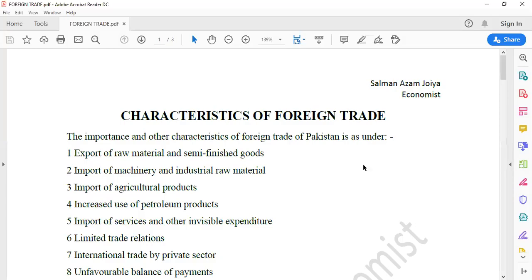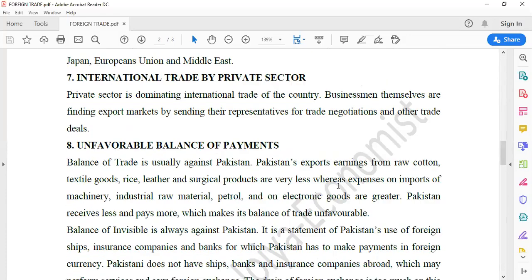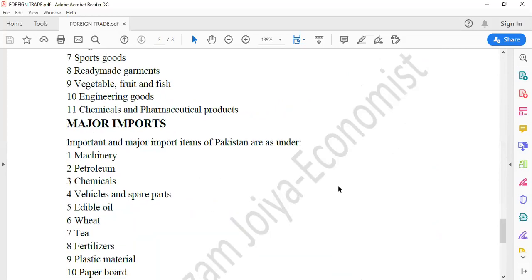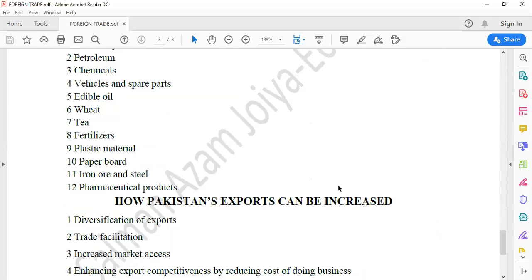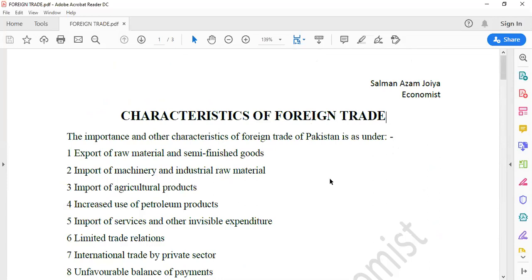In this lecture, we will discuss the characteristics of foreign trade in detail. We will also discuss what the major exports and major imports of Pakistan are. We will also discuss how Pakistan's exports can be increased. Now, first is characteristics of foreign trade.